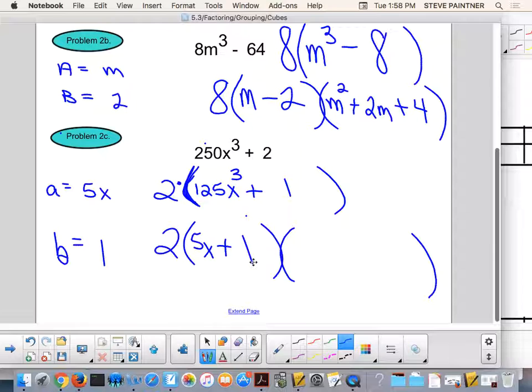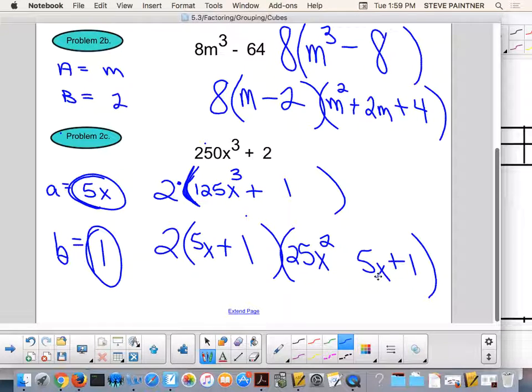Followed by square the A, square the B, put them in front and back. Square this, guys. What's 5x times 5x? 25x squared. Plus, square the 1. 1. Middle term will be this times this, which is 5x. And a what here? Negative. You're done. That's it.